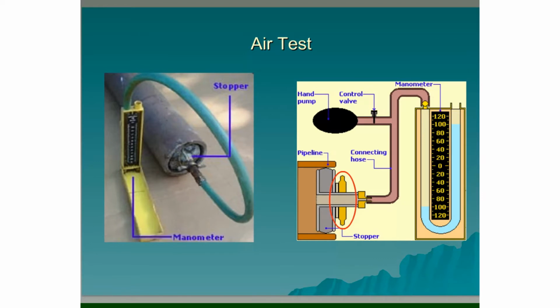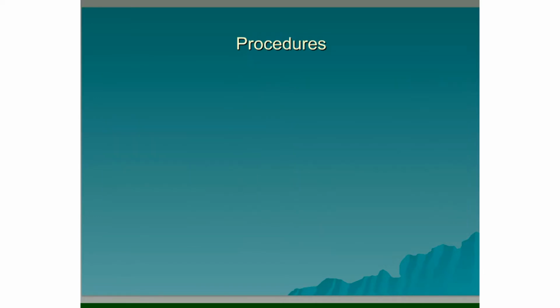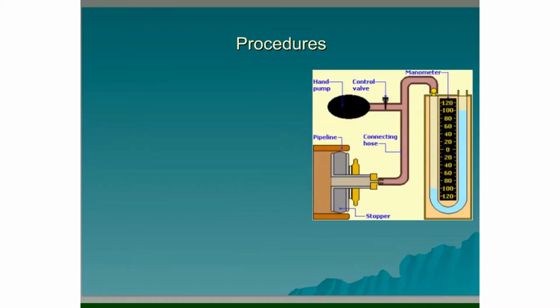Now, any other open ends of the drain also have to have these stoppers placed in them in order to seal up the drain. So the procedures. One, after attaching the manometer to the end of the pipeline, the manometer has water in it, so using the hand pump, we pump air into the drainage system until the pressure on the manometer reads between 100 and 120 millimeters.